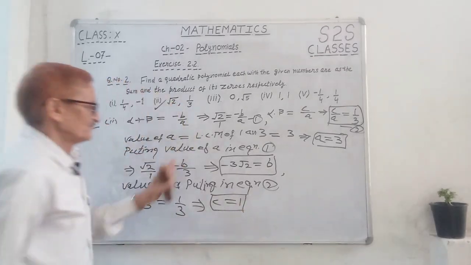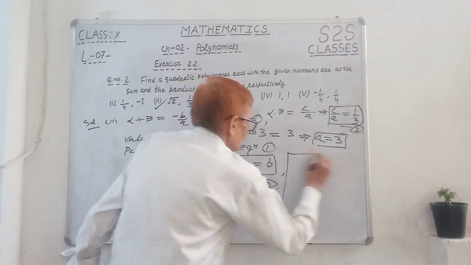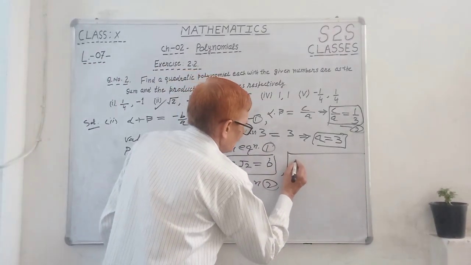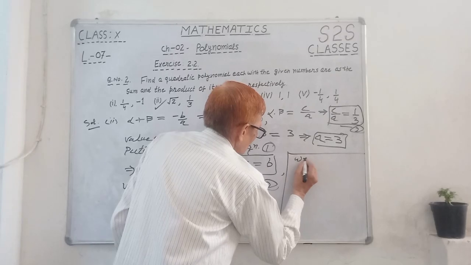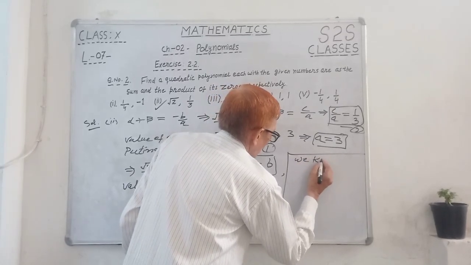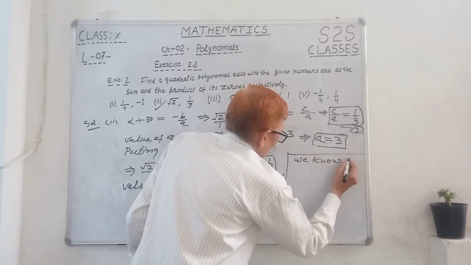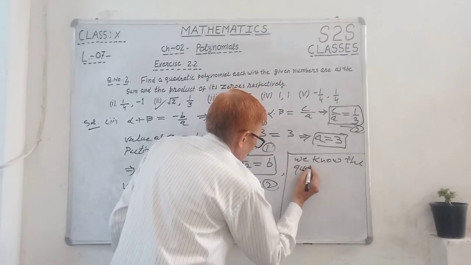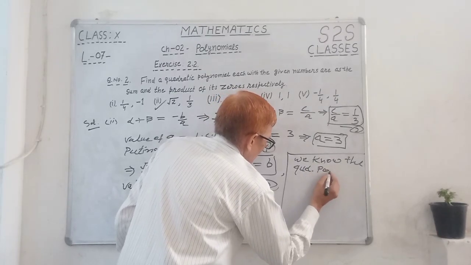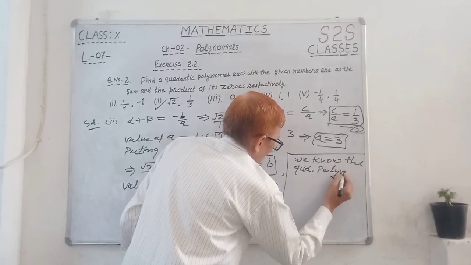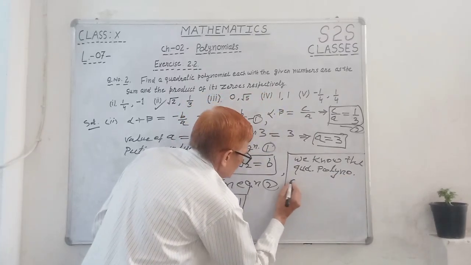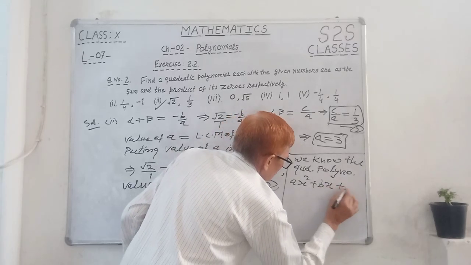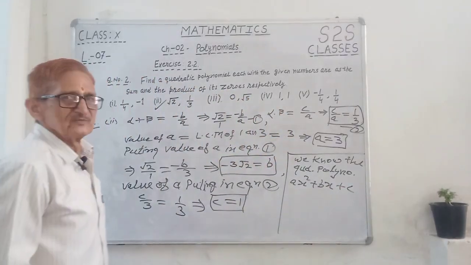Now in the first part I have not written the quadratic polynomial. Now we should write it. So with the help of A, B, C we can write. Now, for the quadratic polynomial, we know this formula we have to use. We know the quadratic polynomial is ax square plus bx plus c.